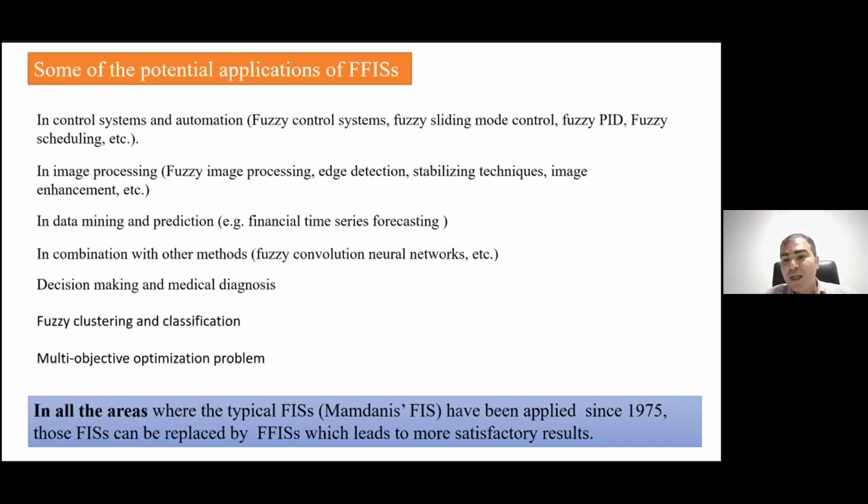Actually, perhaps more than 10,000 papers, or maybe 2,000 papers and books, with applications in a variety of subjects have been presented based on typical fuzzy inference systems. If you take each of them, you can get a more satisfactory result than that obtained in those papers by applying fractional fuzzy inference systems in place of typical fuzzy inference systems. For example, you can easily search what has been done by the use of Mamdani's FIS. So you can certainly improve it by applying FFIS instead of Mamdani's FIS. Let me show you an example.